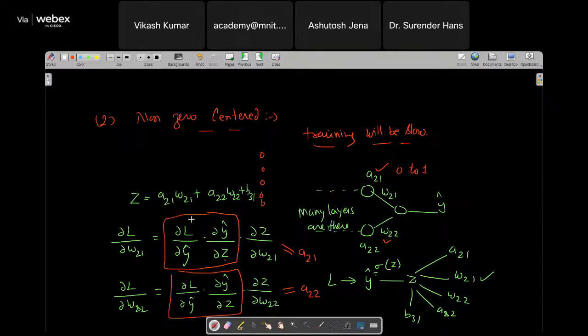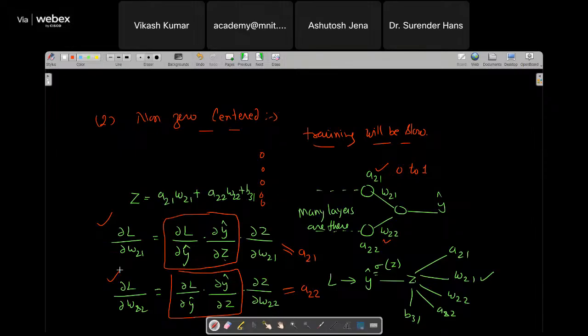Now let us assume this common term, dou L by dou Y cap times dou Y cap by dou Z, is negative. A21 and A22 are both positive. Then both gradients will be negative, this one also and this one also. And if this common term is positive, then both gradients will be positive.